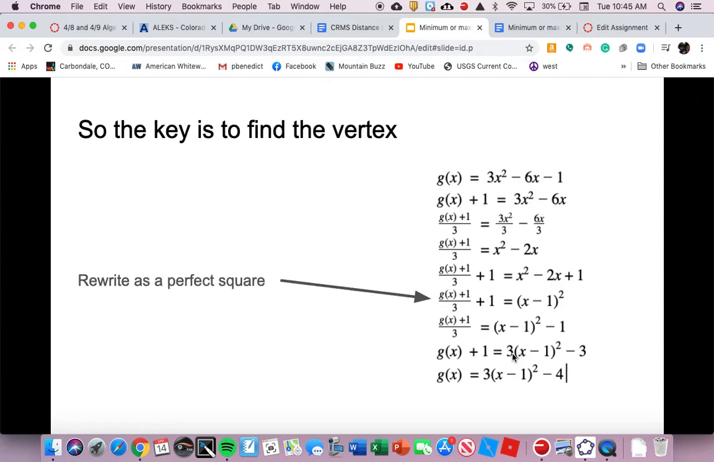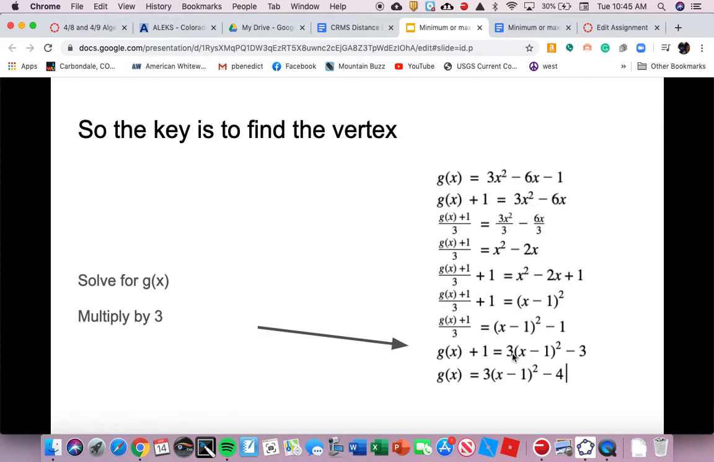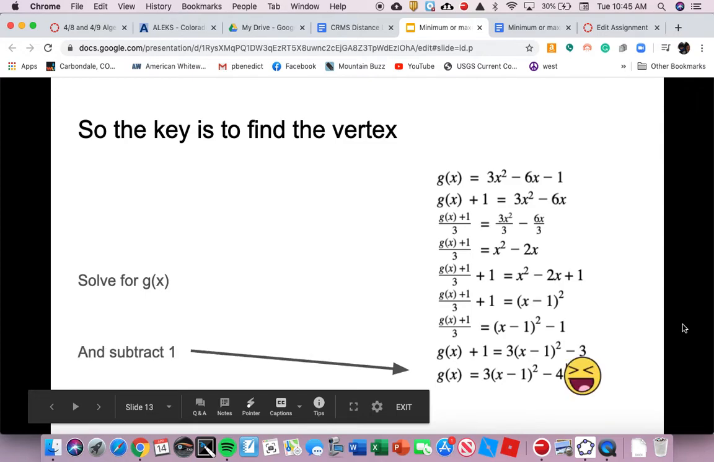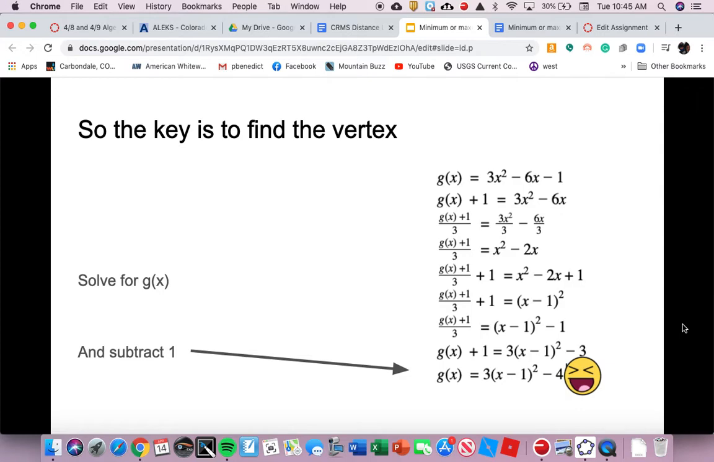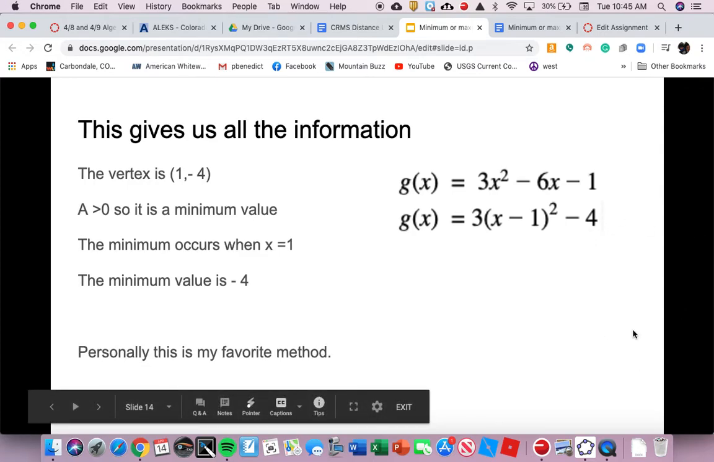Then I'm going to rewrite as a perfect square, that right side. Then I'm going to subtract 1 to solve for g of x and get it by itself. Multiply by 3. And finally, I'm going to subtract that last 1. So then we can find out that our vertex is 1, negative 4. And that gives us a lot of information.